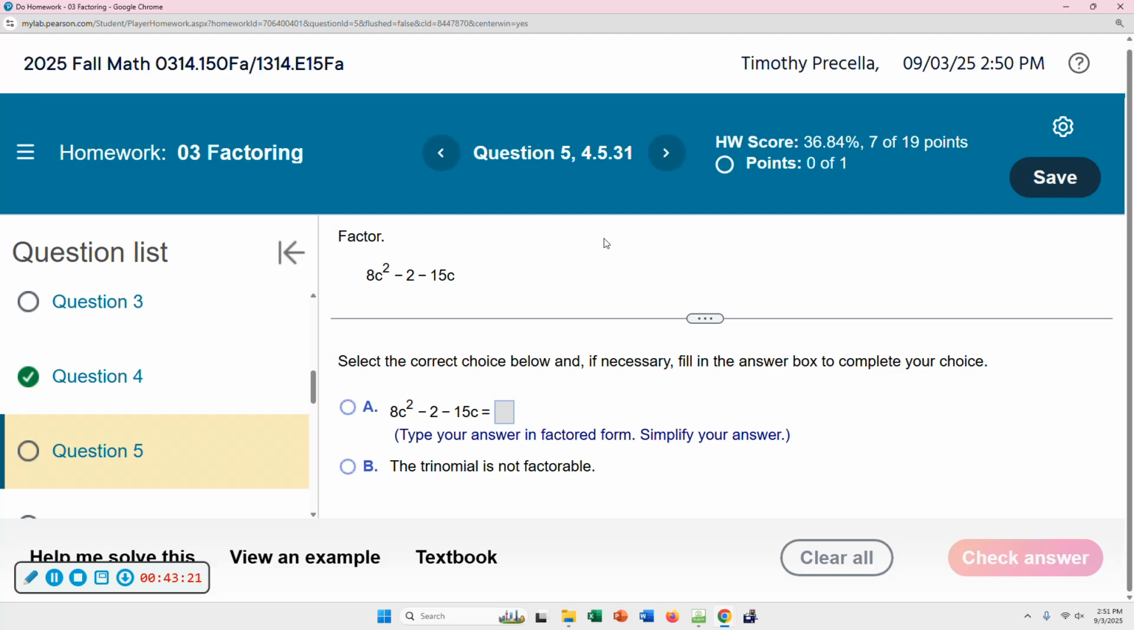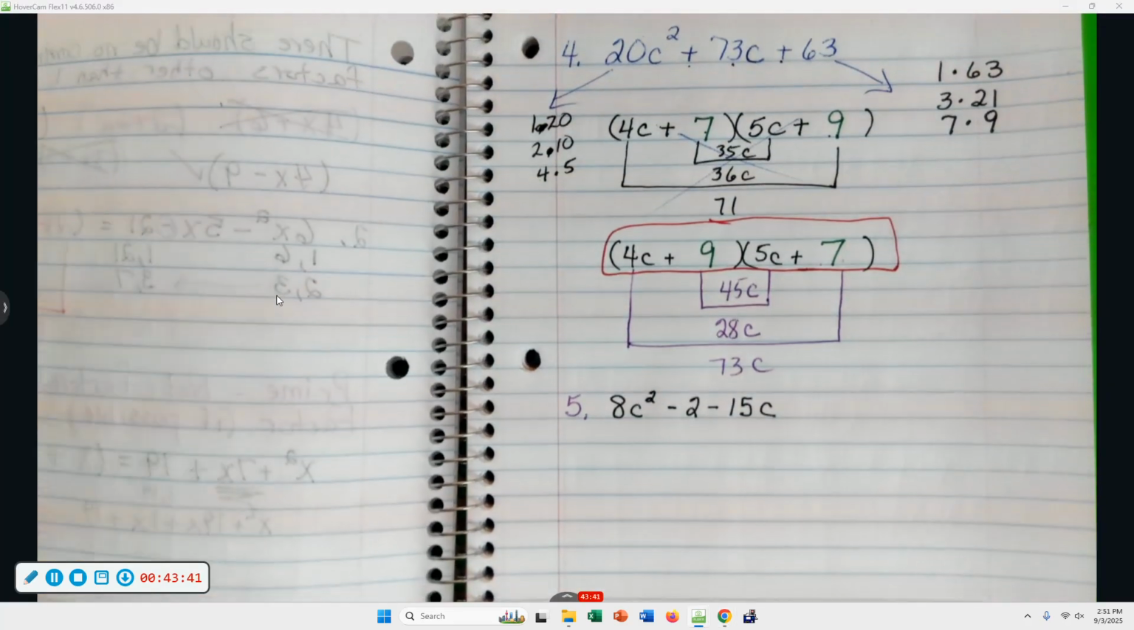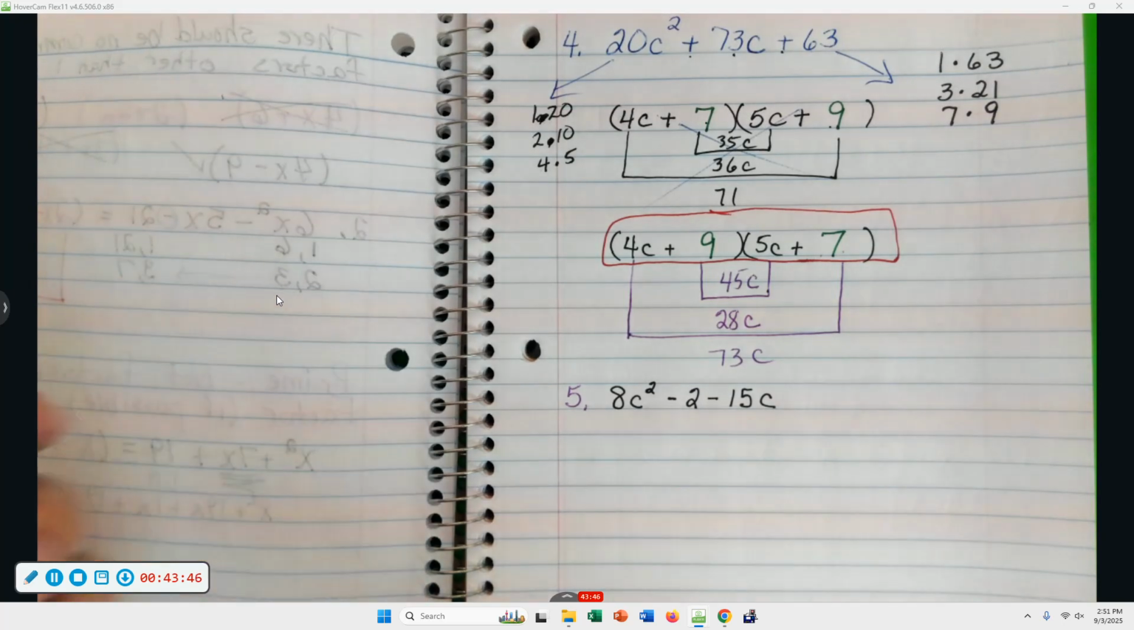There is something fundamentally wrong with this problem. 8c squared minus 2 minus 15c. There is something fundamentally wrong with this problem. I couldn't hear you. Right. Oh, you're using terminology I haven't even used yet.